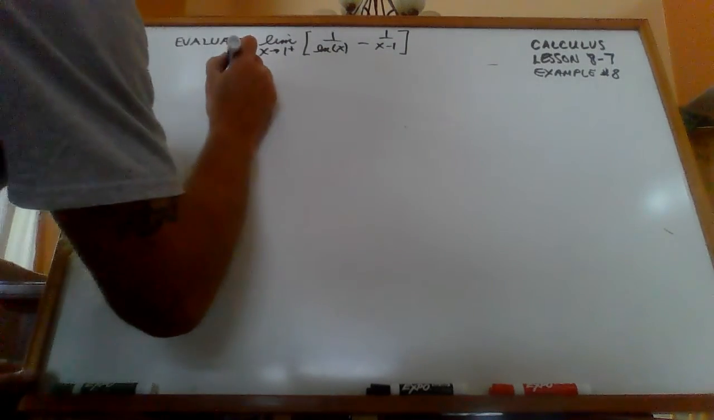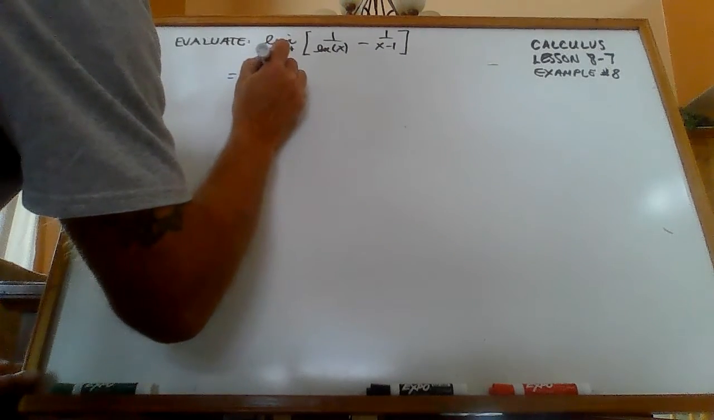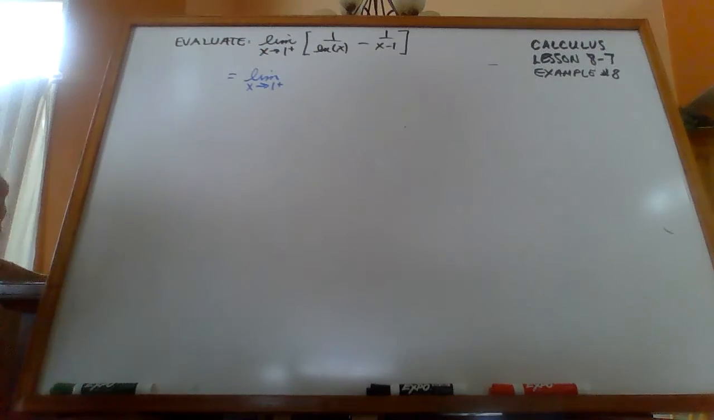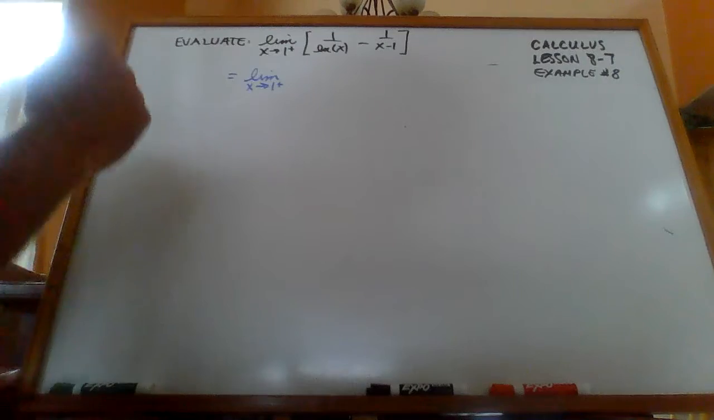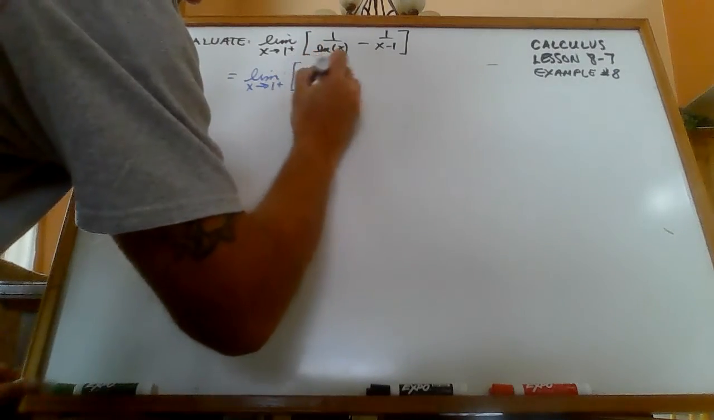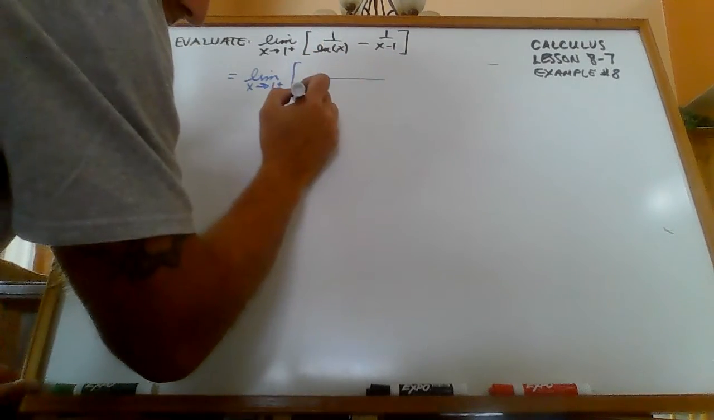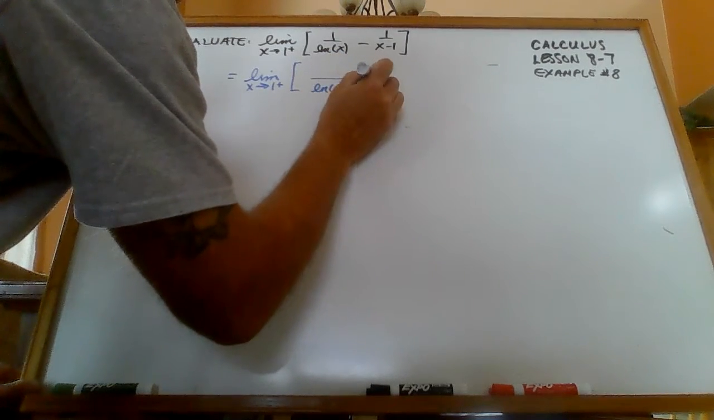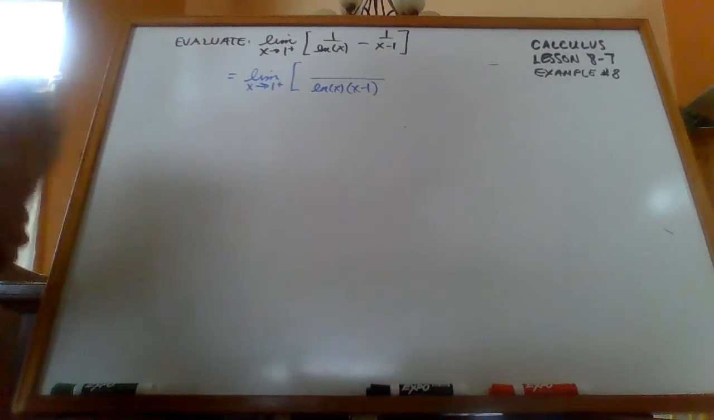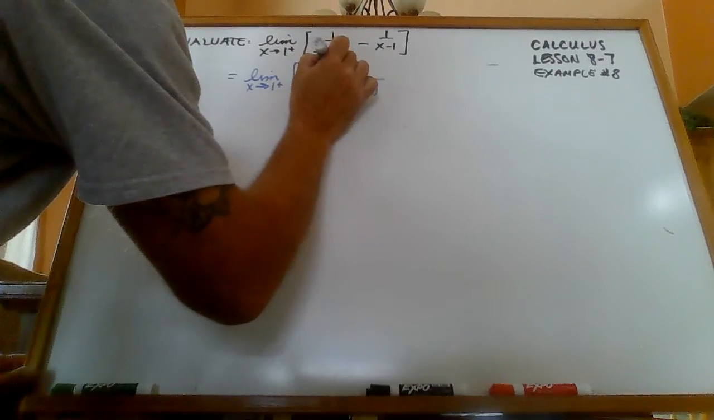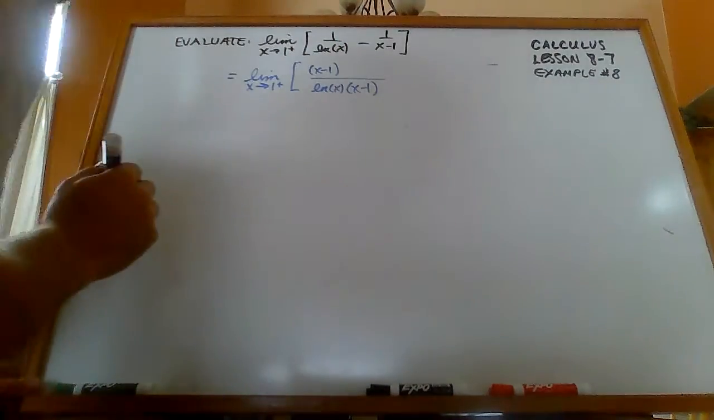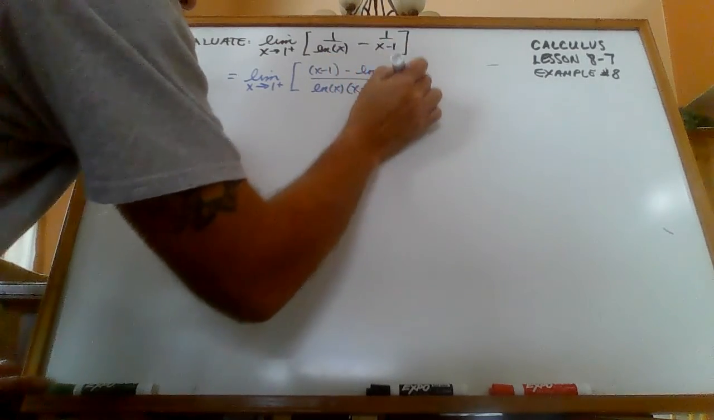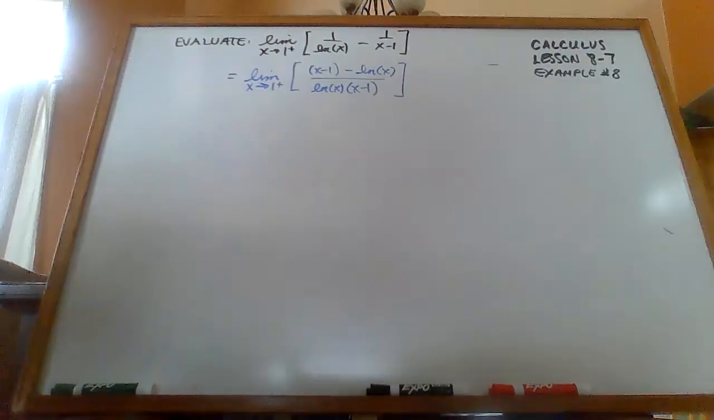First thing we're going to need to do is get a common denominator here and combine these two things. So when I get a common denominator, that's going to be natural log of x times x minus 1. And that's going to give me x minus 1 minus the natural log of x. Okay.